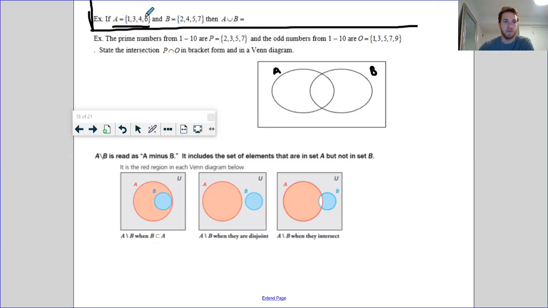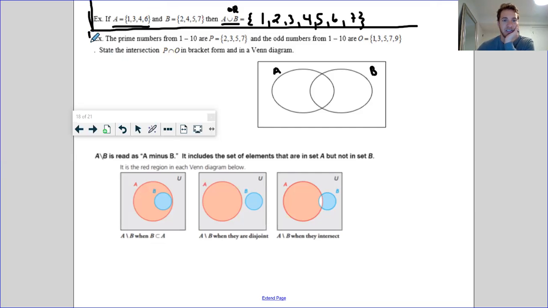If A is 1, 3, 4, and 6, and B is 2, 4, 5, 7, then A union B is going to be, well, if you have a set of A and a set of B, this means or, so you're going to list everything. A or B means 1, and we can put it in order, 2, 3, 4, 5, 6, 7. Okay, so the union is everything. All right, that's kind of a silly example, but that's just showing you what the union means.